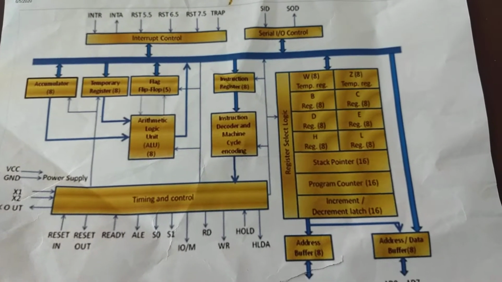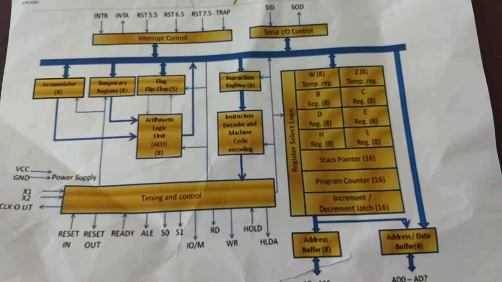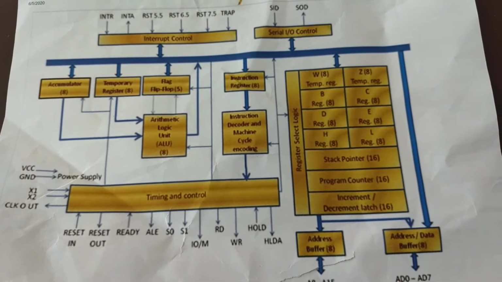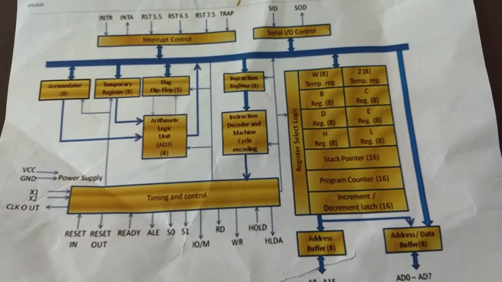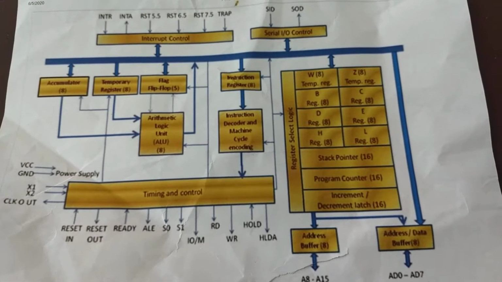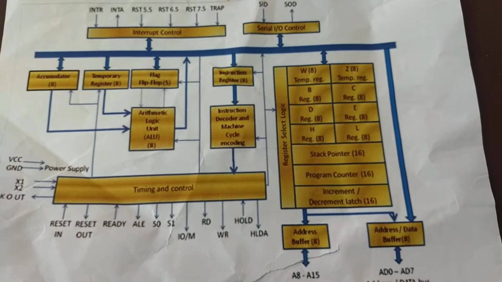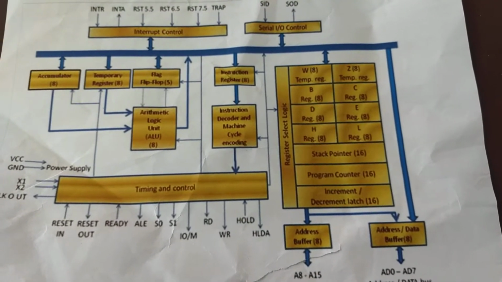Let us start with the architecture of the microprocessor 8085. Here you can see the different components of this architecture having different functions. We will discuss it first diagrammatically, and then after taking an example we can get more clarity about this topic.